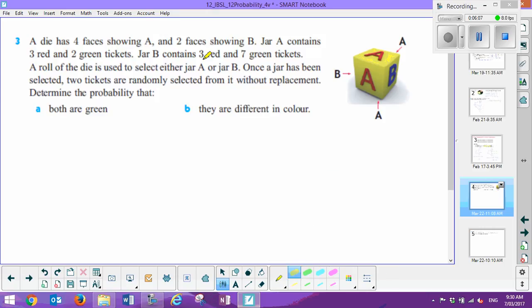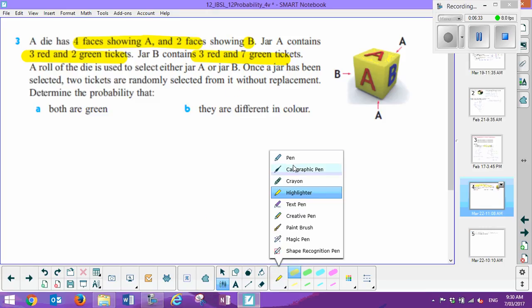So we've got A has 4 faces and B's got the 2 faces. Jar A, we've got that many tickets. Jar B, we've got that many tickets. Once the jar is selected, 2 tickets are randomly selected from it without replacement.